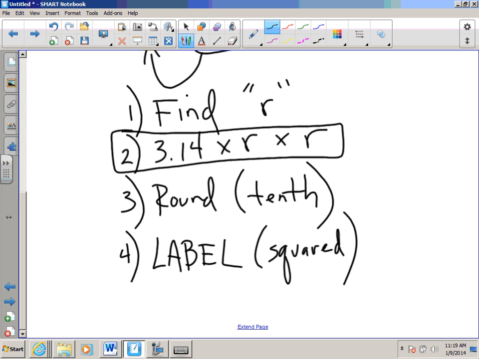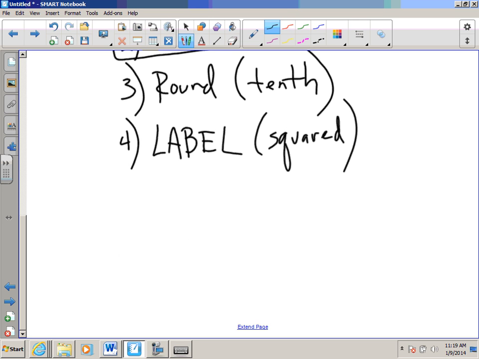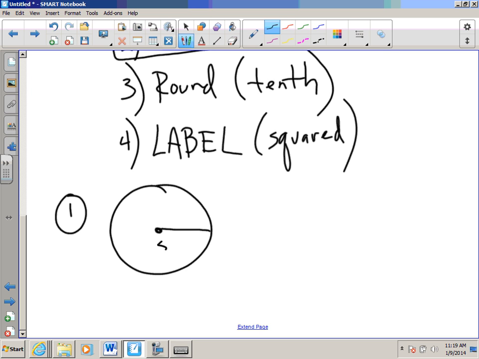So let's take a look at number 1 on 11-3. And the circle looks like this with a 5 centimeters, okay? That's number 1. This is what number 1 looks like. And we will go through the steps, and we will say, step number 1 is find r. What is r? 5 centimeters. So number 2, here's what we're going to do, Alexis. We're going to plug that 5 for r.